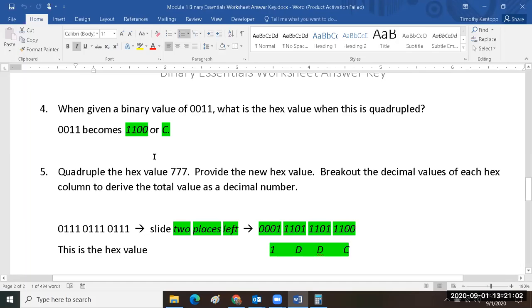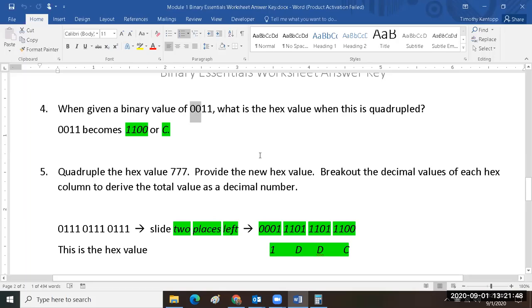So I didn't break this out as far on number 4. When given a binary value of 0011, what is the hex value when it is quadrupled? If I'm quadrupling it, I'm increasing it fourfold. That's 2 squared. That's 2 shifts to the left. I'm taking 1, 1, and I'm moving it to here. I want to keep my trailing zeros, so 1, 1 becomes 1, 1, 0, 0, or C. Wow, that was easy. Any questions on number 4?